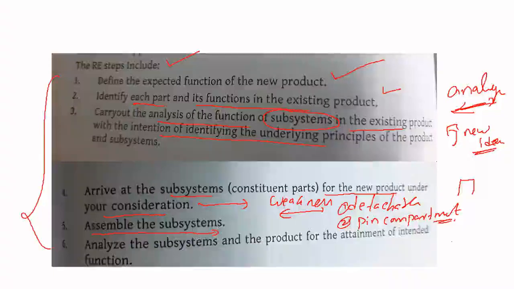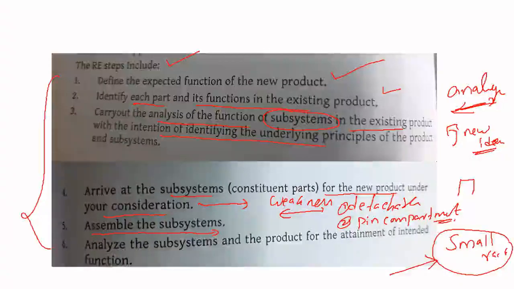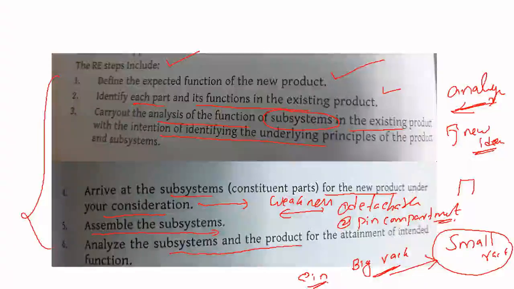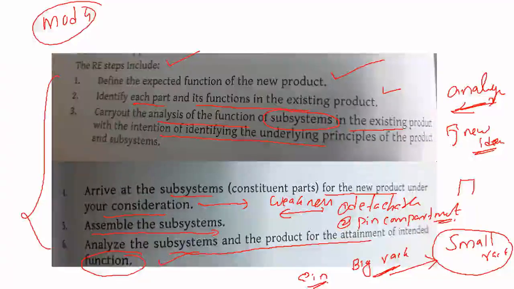What is the new idea? The new idea is to make the small rack detachable, and in the same place we should have a facility to accommodate the big rack, where the big pins can be loaded. Then we can analyze the subsystem product for attainment of the intended function, right? So with this, I believe module 4 is over. Let us start module 5.